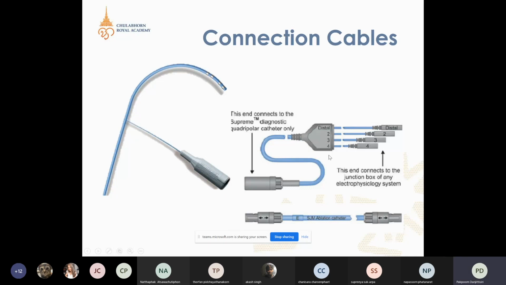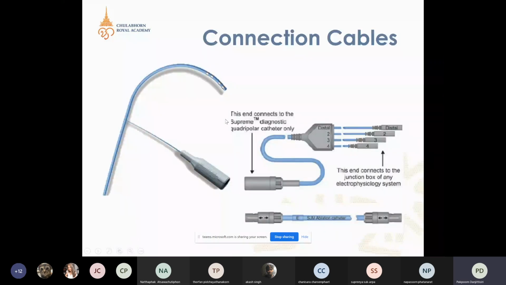The cable with 4 pins showing on the screen here is an example of a connection cable for a diagnostic quadrupolar catheter. If you want to connect the cables with a decapolar catheter, definitely you can't use the 4 pin connection cable here to connect the decapolar catheter to the junction box.